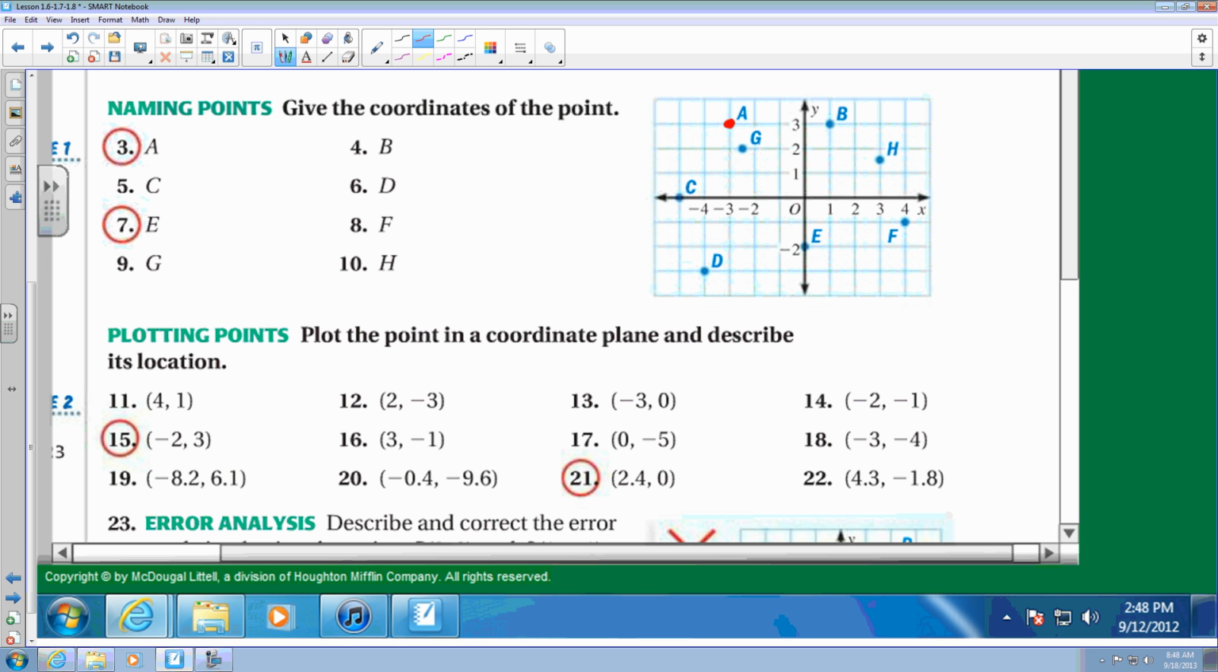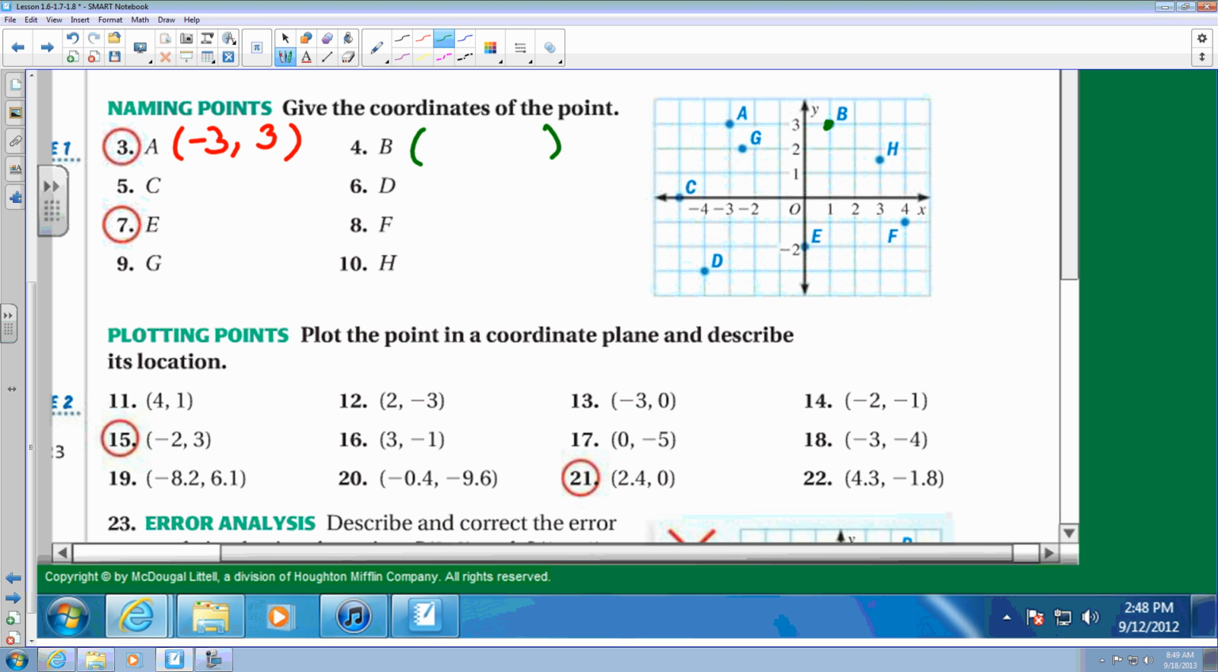First we have to look at the x-coordinate. That point is to the left of the origin, so it's going to be a negative number, and it's going to be -1, 2, 3. So it's going to be -3 in the x, and then the point is above the origin, so our y-coordinate is going to be positive. It's going to be positive 1, 2, 3. So our ordered pair for point A is negative 3, comma, 3.